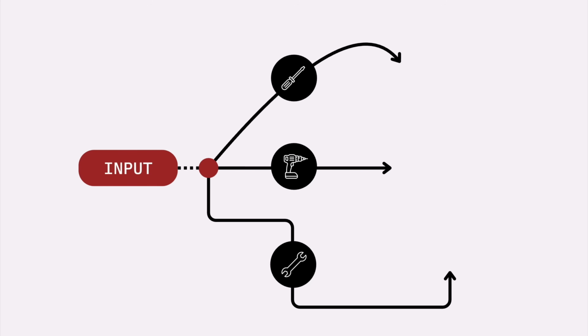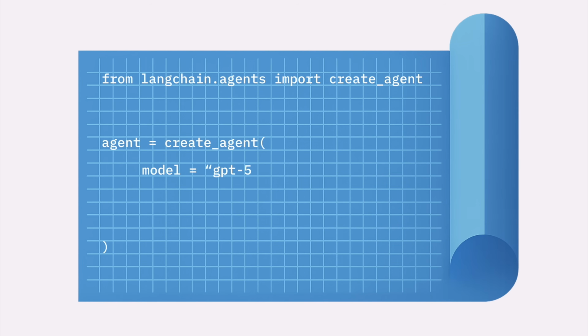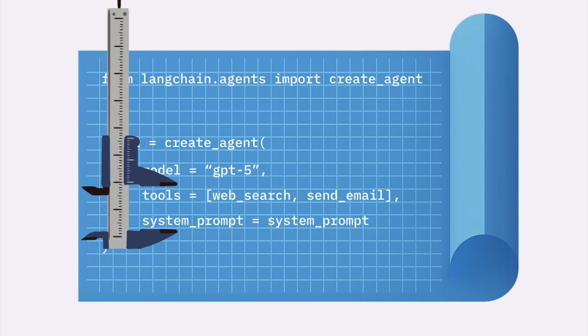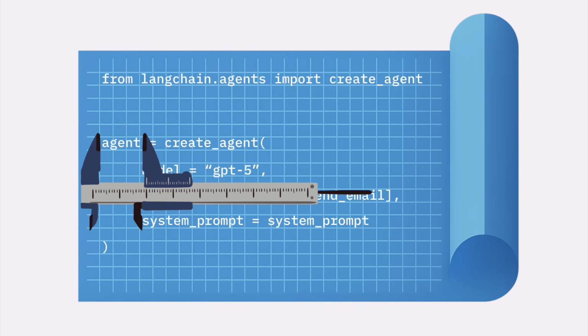Agents don't behave this way. The same input can lead to different reasoning paths, tool calls, and outcomes. Our code now becomes scaffolding. We define the model, tools, and prompt. The decisions aren't made by us anymore. So when things go wrong, where do we look? We want insight into how our agent makes decisions. And for that, we need tracing.